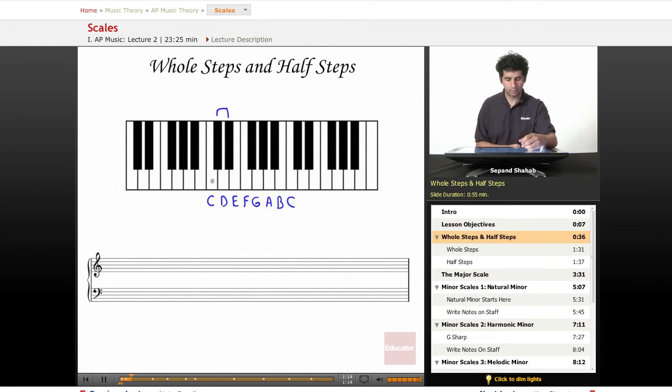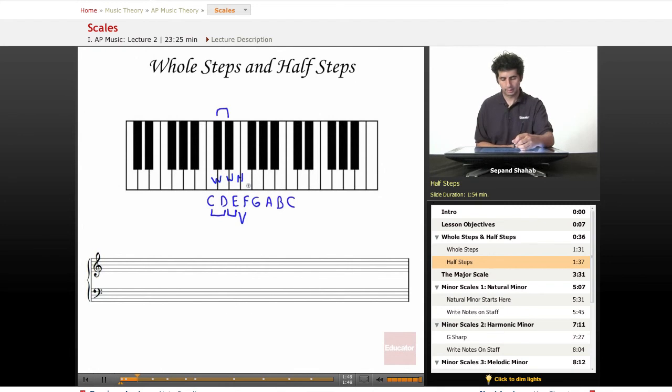And so looking at the keyboard, we see that between C and D, there's one black note. And between D and E, there's a black note. And then between E and F, there is no note. So these steps here, where there's a note in between, we say are whole steps, and I'll indicate them with these brackets. And then from E to F, where there is no note in between, this is a half step. So this is a whole step, half step.